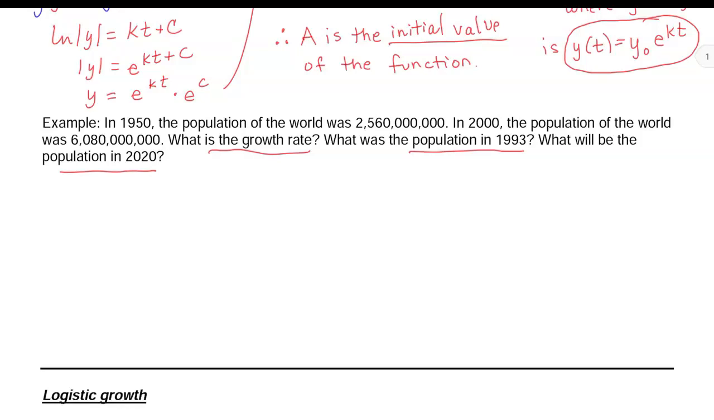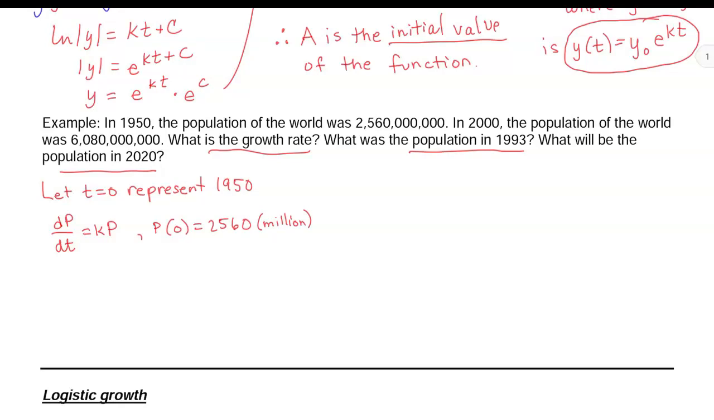This is what I want to do. I want to let t equals 0 represent 1950. So time 0 will be 1950. What I need to do is set up a differential equation. This is the rate of the population growth. So I'm going to use a capital P for population. dP/dt equals kP, where P of 0 equals 2,560 million people. We can work without the extra zeros.